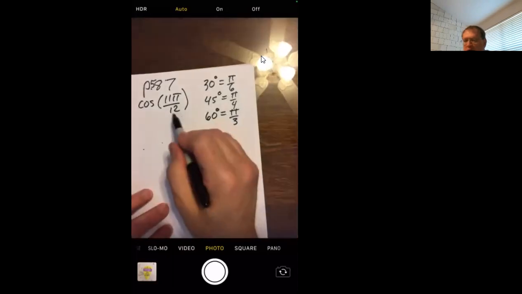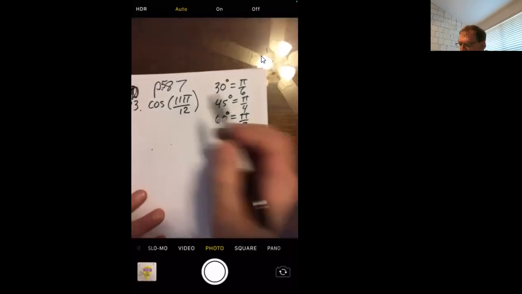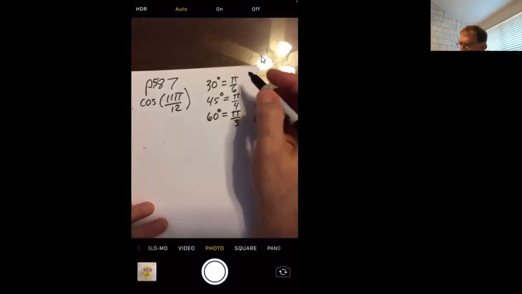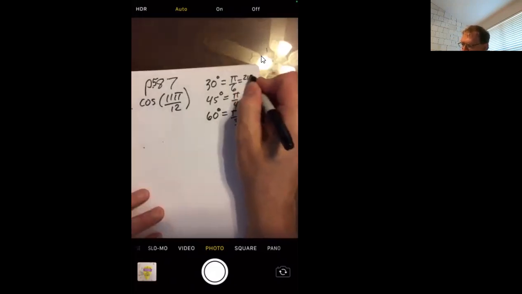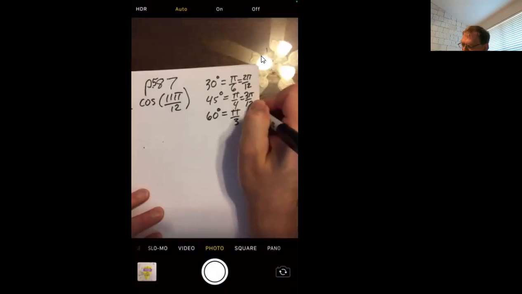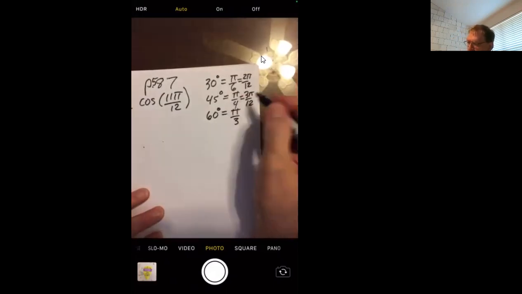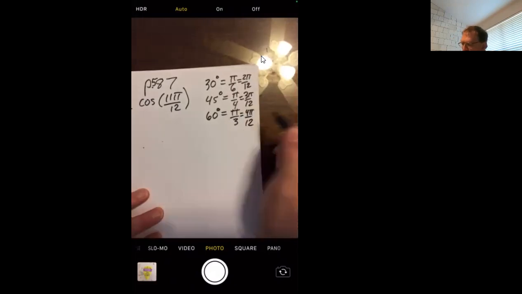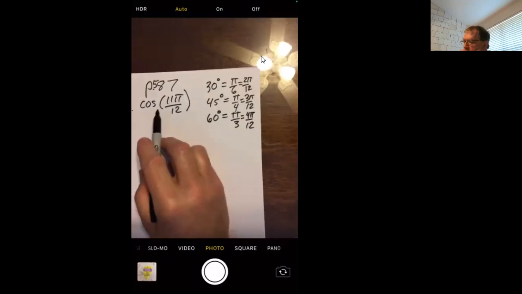So why don't we convert them to being over 12 and see if I can puzzle out how to bust this up, because it isn't quite obvious. I don't have everything memorized. This would be 2 pi over 12. This would be 3 pi over 12. 4 times 3 is 12, 3 times pi is 3 pi, 2 is 6 and 2. And then this would be 4 pi over 12. So I want to hit 11 pi over 12.